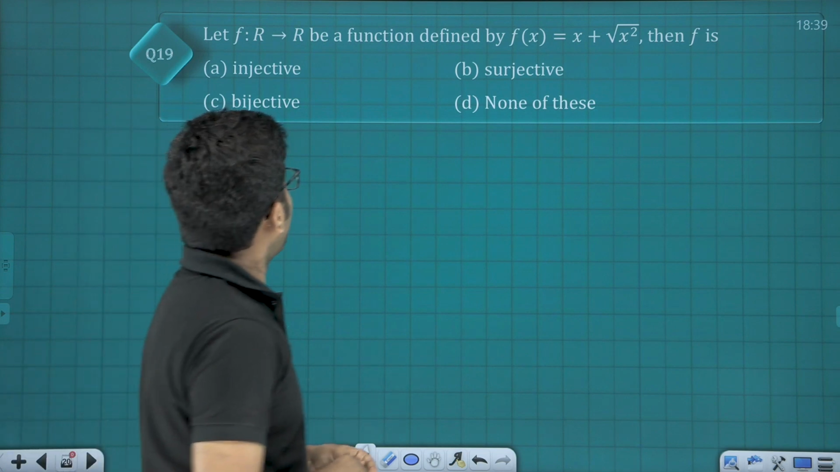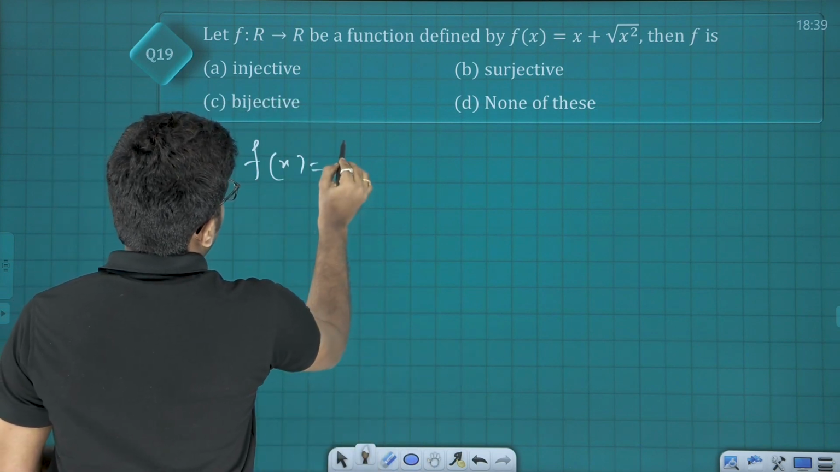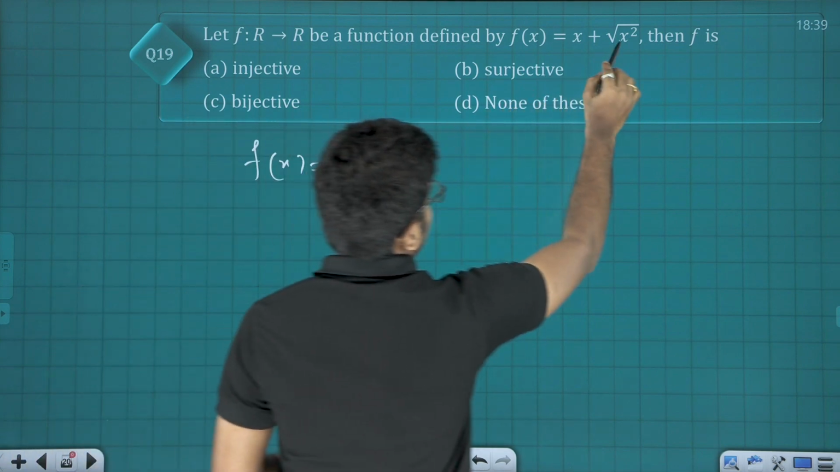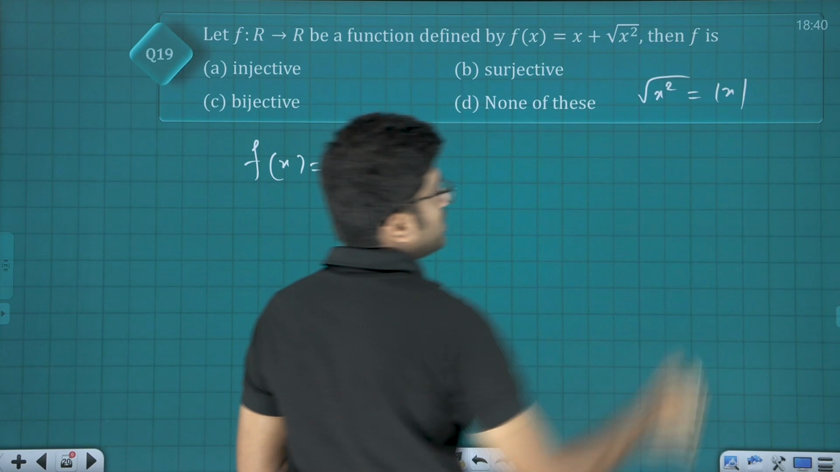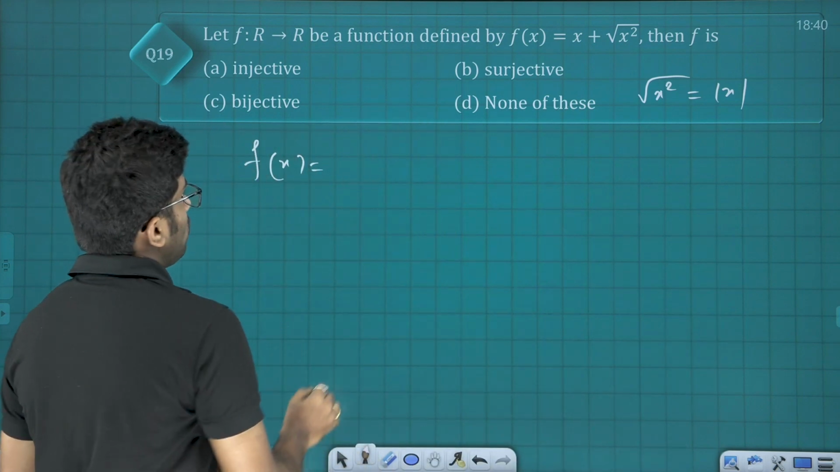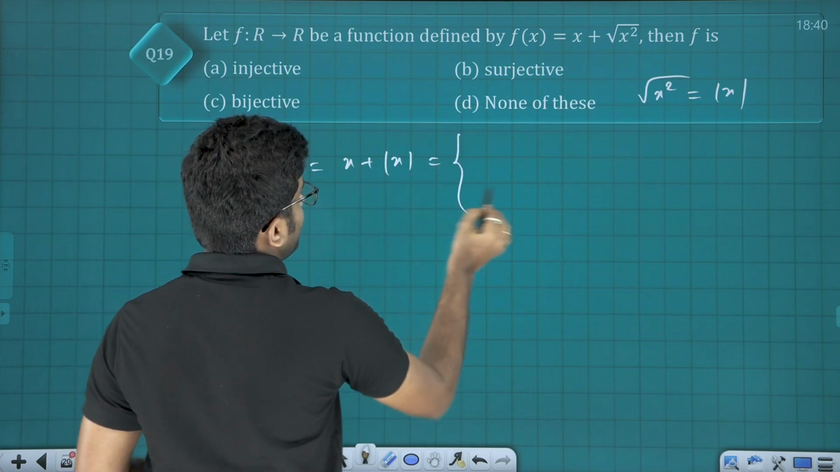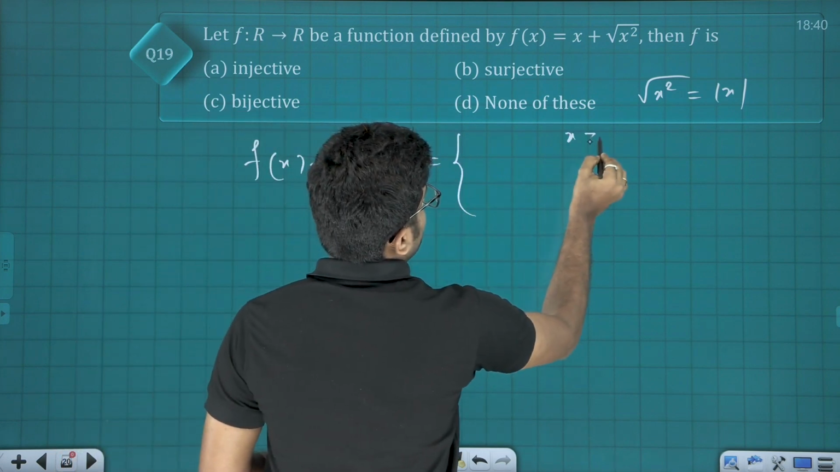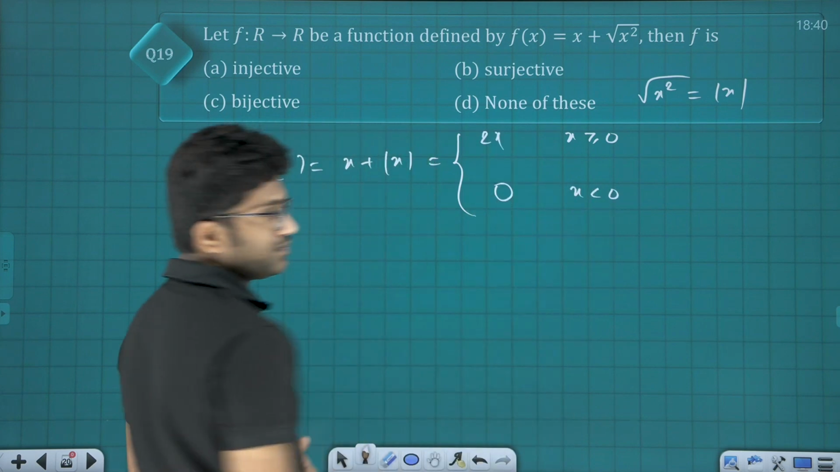Next, f mapping from R to R defined by f of x is equal to x plus root x square. Friends, always remember the square root of x square is mod x. Now f of x is x plus mod x. Let's split it. If x is greater than or equal to 0, it is x plus x, 2x, and if x is less than 0, it is 0.